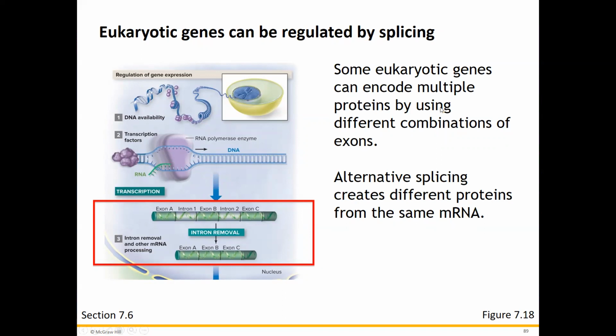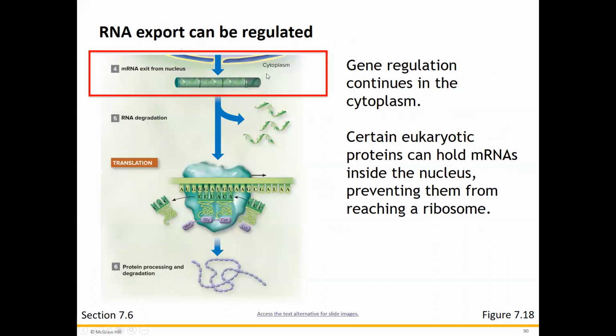Now, some eukaryotic genes can encode multiple proteins. So we talked about the alternative splicing that existed between the introns and the exons that were cut out. The introns are cut out of the transcript and the exons sewn together. Well, having alternative splicing and creating a different protein from the same messenger RNA is another way of controlling what protein is going to be expressed.